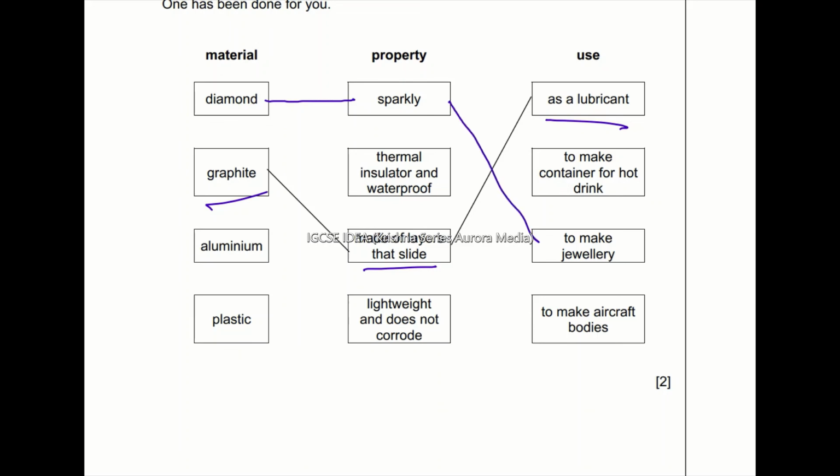Okay, aluminum is lightweight, it doesn't corrode, and it's used to make aircraft bodies as it's lightweight and doesn't corrode. Last is plastic. Yes, it's a thermal insulator and it's waterproof, so it can be used to make a container for a hot drink like coffee or tea. Okay, and now we have come to the end of the paper.